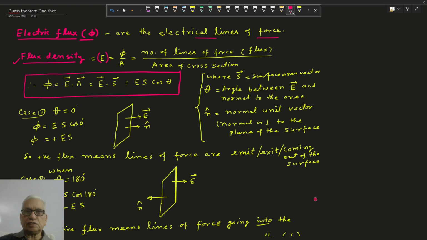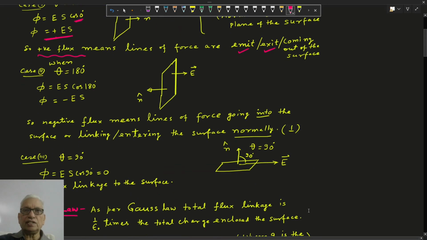So flux is E dot A. E means electrical field, A means area of cross section, sometimes S stands for surface area. Dot product, so ES cos theta, this is the equation here. If theta is equal to 0 degrees, it means the area normal unit vector and the electrical field are parallel. So with theta 0, phi is equal to ES cos 0, which is plus 1, and that is called positive flux. It means lines of force are coming out of the surface, exiting or emitting, called positive flux.